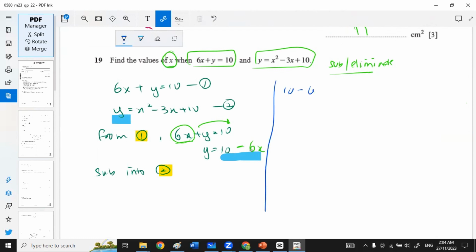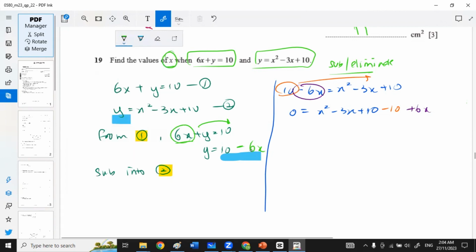So 10 minus 6x equal to x squared minus 3x plus 10. So we get 0, x squared minus 3x plus 10. Okay, 10 bring to the other side. It becomes minus 10. And minus 6x becomes plus 6x. So you get 0 equal to, 10 and 10 disappear, eliminate each other. You get x squared minus 3x plus 6x.